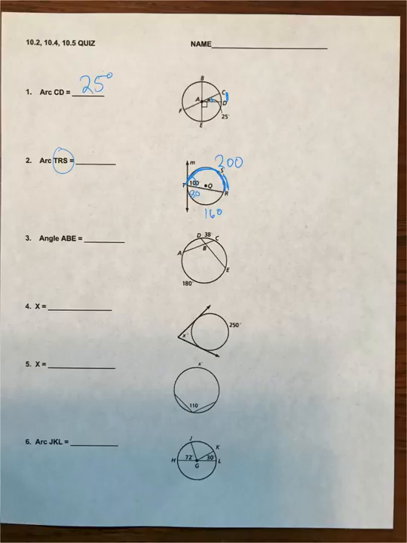There's nothing telling us what SR is, so we can't add that to 160 to get TRS. So this problem cannot be done as is. I did not count it wrong. I didn't even grade it.